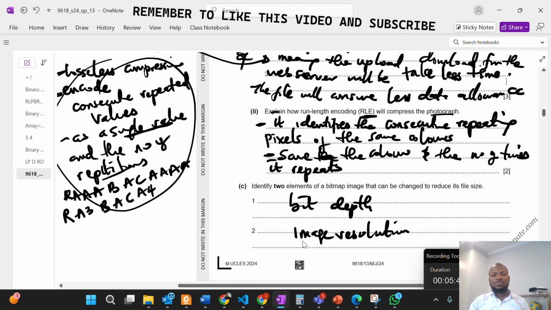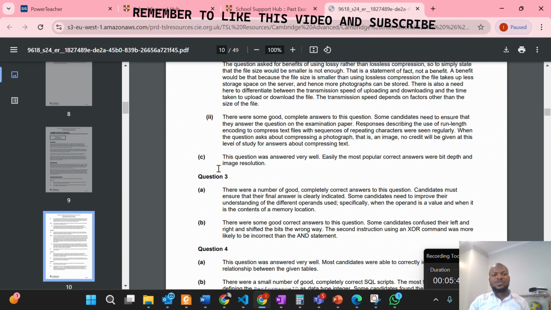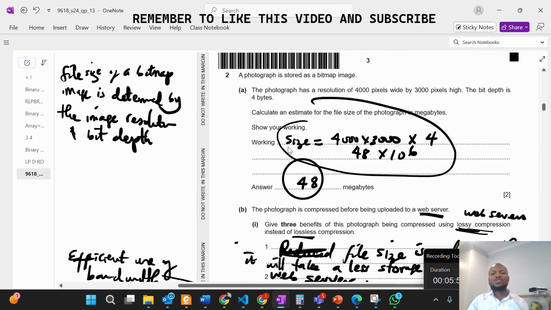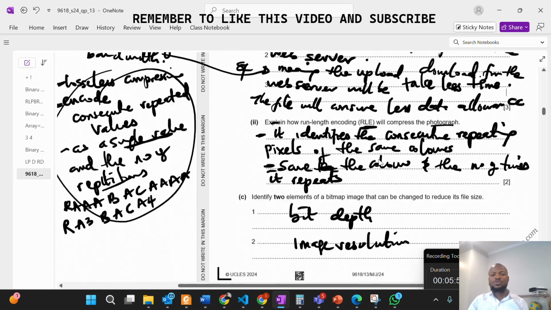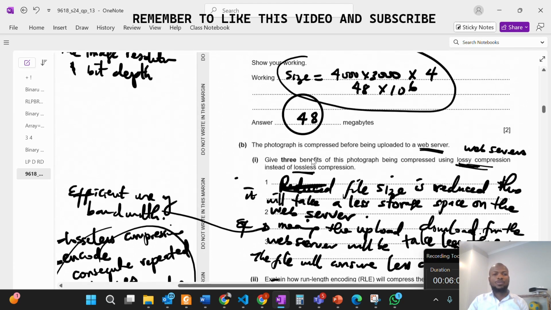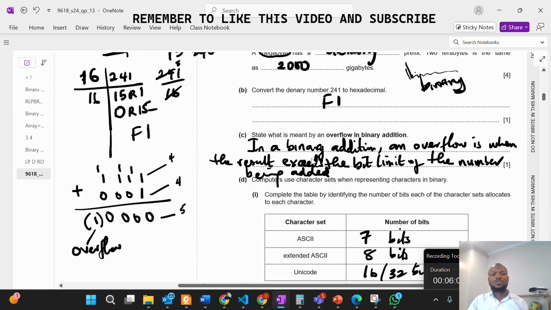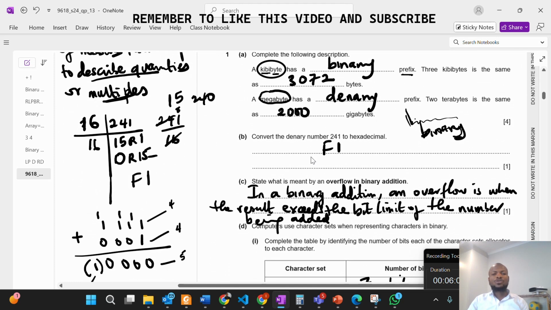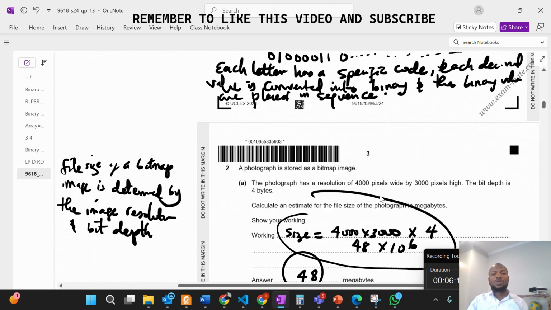Now, the next one, bit depth and image resolution. The question was answered very well. Easily the most popular correct answer was bit depth and image resolution. And why is that? Because there was a preceding question where we were asked to calculate the file size based on bit depth and image resolution. So I hope this is understood. We'll stop here on information representation. In the next video, I will solve questions on communication in paper 1. I hope this is well understood.